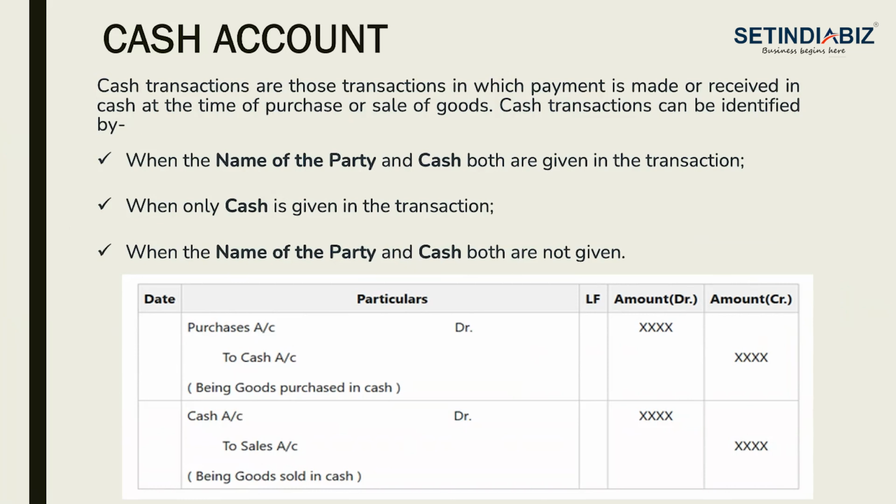And whenever cash is coming in, whether in the form of income, sales, whatever, rent being received, it will be cash account debited to rent account, right? So whenever cash is coming in, cash account is debited. Whenever cash is going out, it is to cash. This is the simple rule of the cash account.